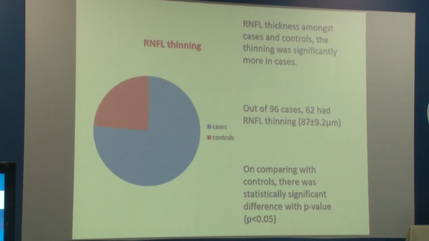Regarding RNFL thinning among cases and control, the thinning was significantly more in cases. Out of the 96 cases, 62 had RNFL thinning, the average value being 87 plus minus 9.2 microns. On comparing with controls, there was statistically significant difference with p-value less than 0.05.